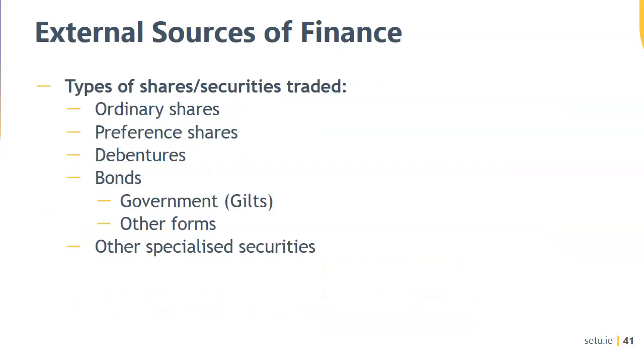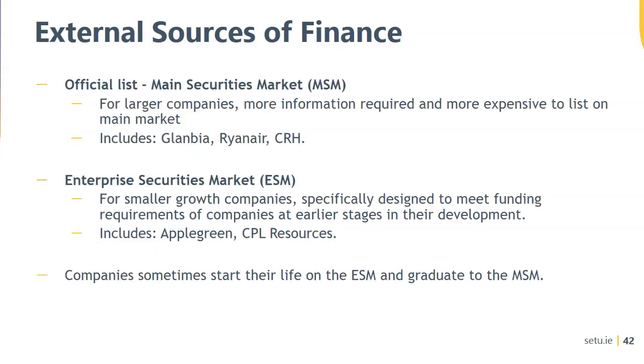There's various types of shares that can be offered on a stock market. Ordinary shares, preference shares, debentures, bonds, and other specific securities. We do have an official listing, which is the main security market, MSM for short. This is for large companies where more information is required and it's a lot more expensive to list on the main market. Companies that we have here in Ireland listed on the main market include Glanbia, Ryanair and CRH.